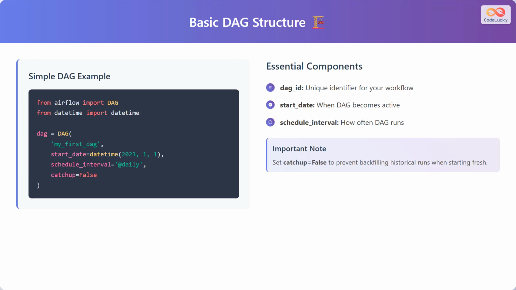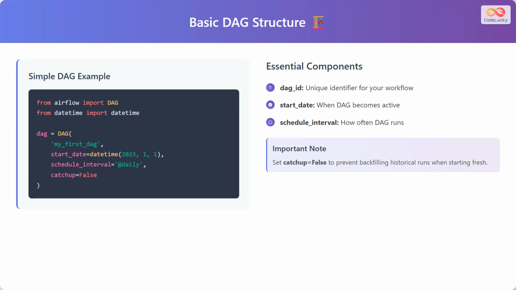Let's look at the basic structure of a DAG. Here's a simple example. First, import the DAG from Airflow. Also, import the datetime module. Next, create a DAG instance with a DAG_ID of my_first_DAG. Set the start date to January 1st, 2023. Then set the schedule interval to daily, and set catchup to false.